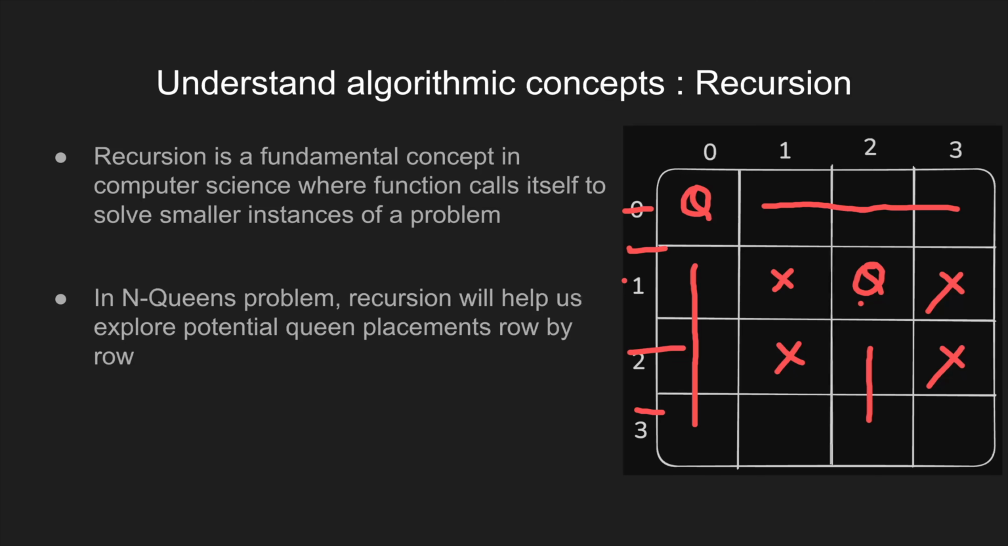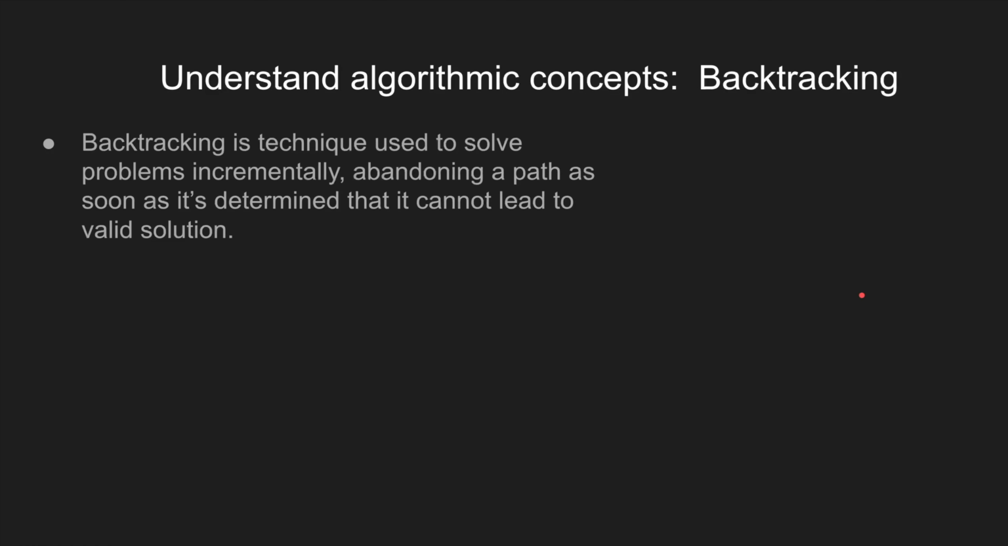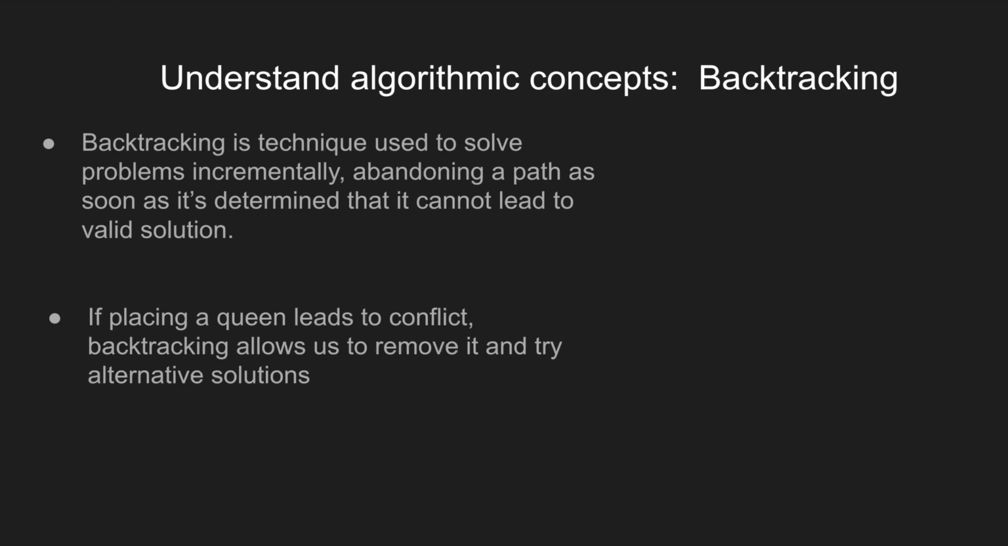Then we need to understand one more concept, that is backtracking. Now what is backtracking? Backtracking is a technique used to solve problems incrementally, abandoning a path as soon as it's determined that it cannot lead to a valid solution, according to the configuration we saw last time. How will we apply it in our solution? If placing a queen leads to a conflict, backtracking allows us to remove it and try an alternative solution.